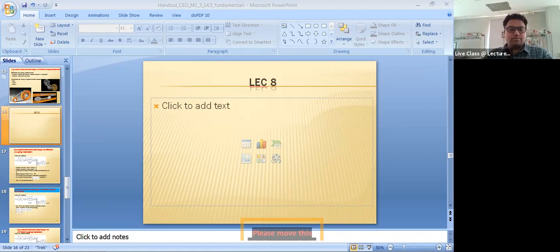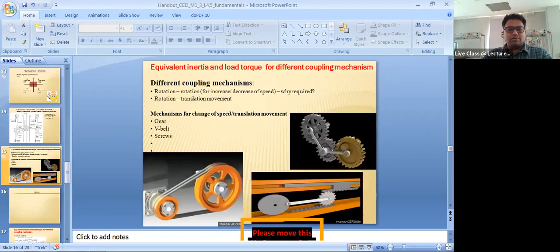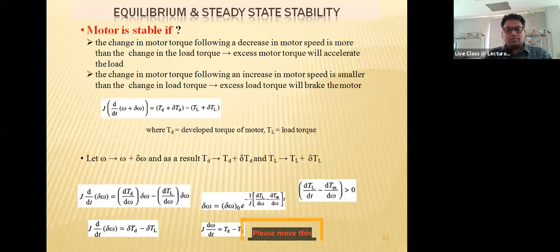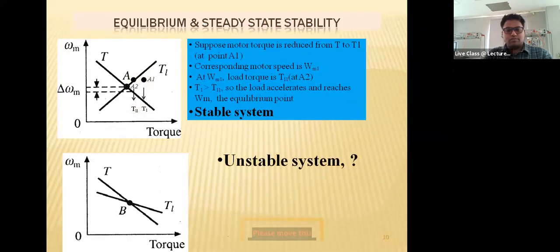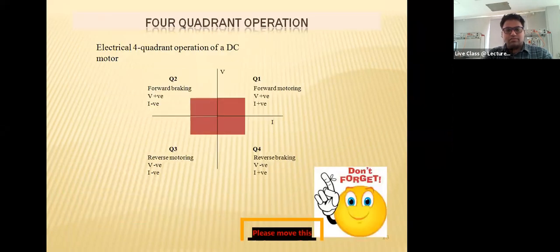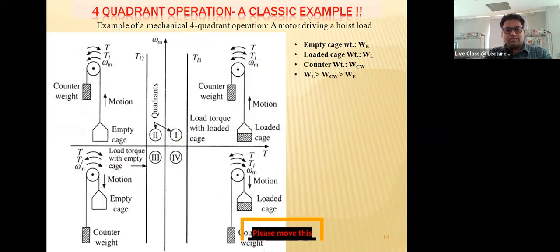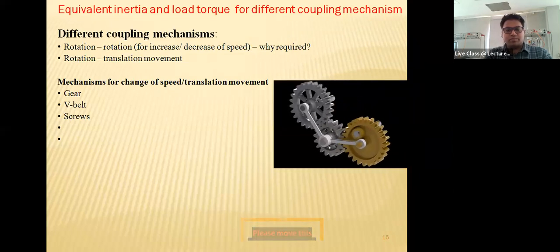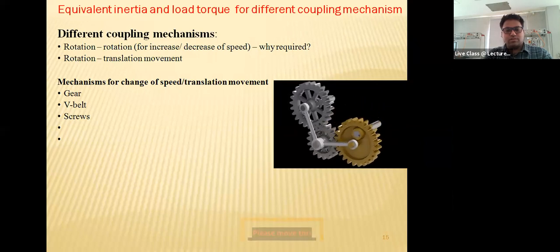Any doubts from the previous classes? Then you can just tell now. Let me give you a brief of what was taught. We found out what the equilibrium state is, and about unstable or stable systems, and then we managed to judge which one will be stable and which will not. Then we learned the fourth quadrant operation specifically for a lift. A lift has this fourth quadrant operation by default, and we learned in which cases the four quadrants happen. Then we saw different mechanisms for coupling the motor to the load: the gear, V-belt, screws, and the rack and pinion method. Now, in lecture 8, we will discuss the moment of inertia.